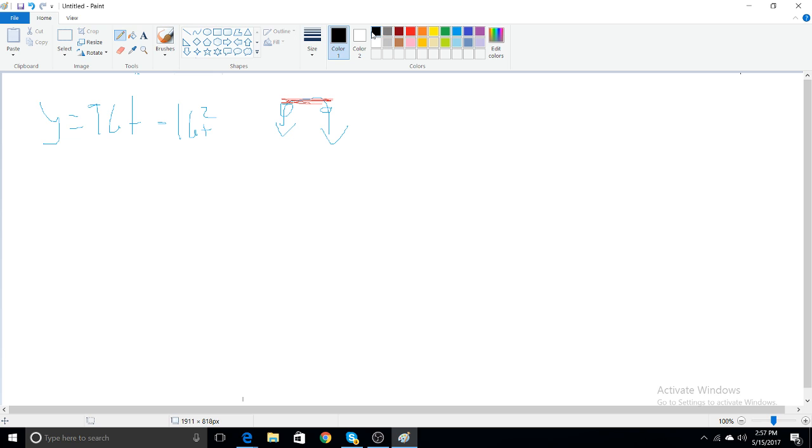Okay, so 128 equals 96t minus 16t squared. Now when we manipulate it around, we can get it to negative 16t squared plus 96t minus 128.